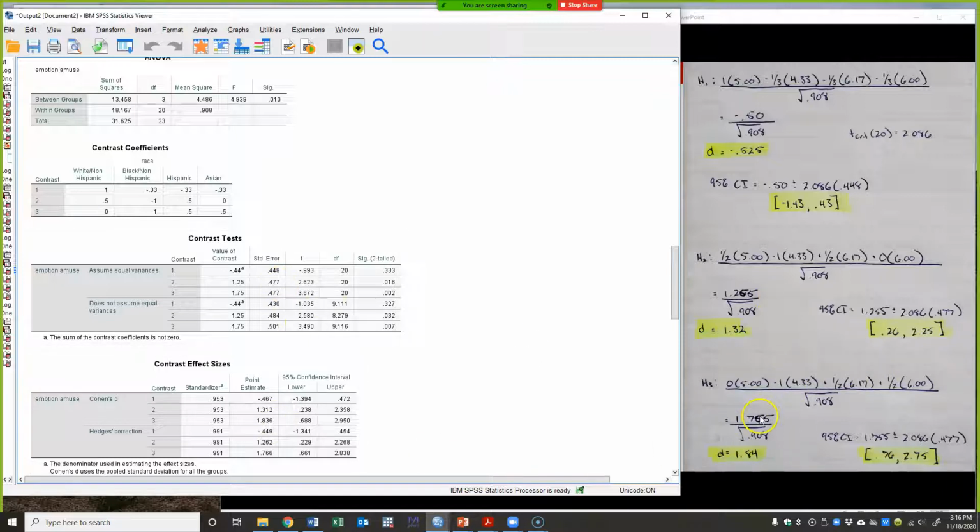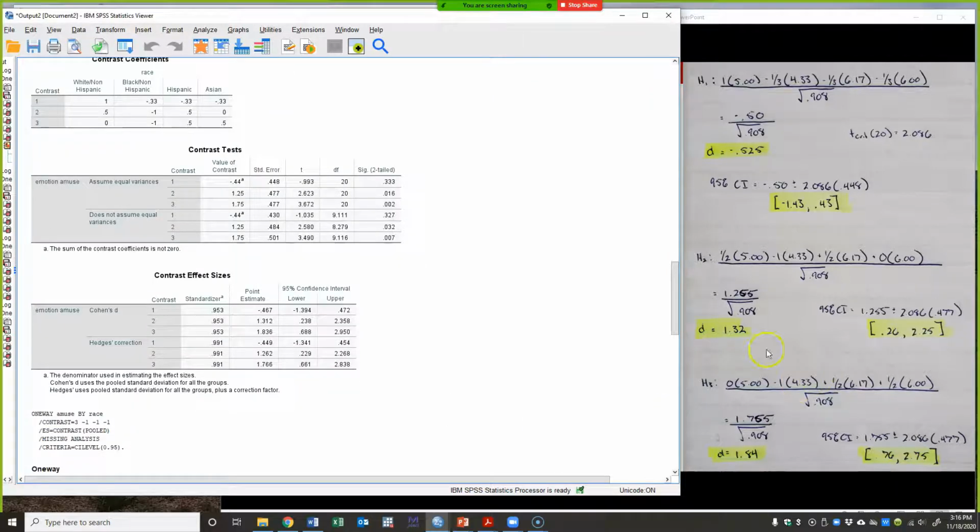Same thing here. I get 1.755 when I calculate the value of my contrast. SPSS gives me 1.75. In this case, SPSS is going to be more accurate because it's taking account of this. Divided by the square root of my mean squared error gives me my effect size here, with the corresponding confidence bound. Okay. And if I go through, let's see how close our calculations were relative to SPSS. Let's see. So I use the square root of 0.908 as my standardizer.